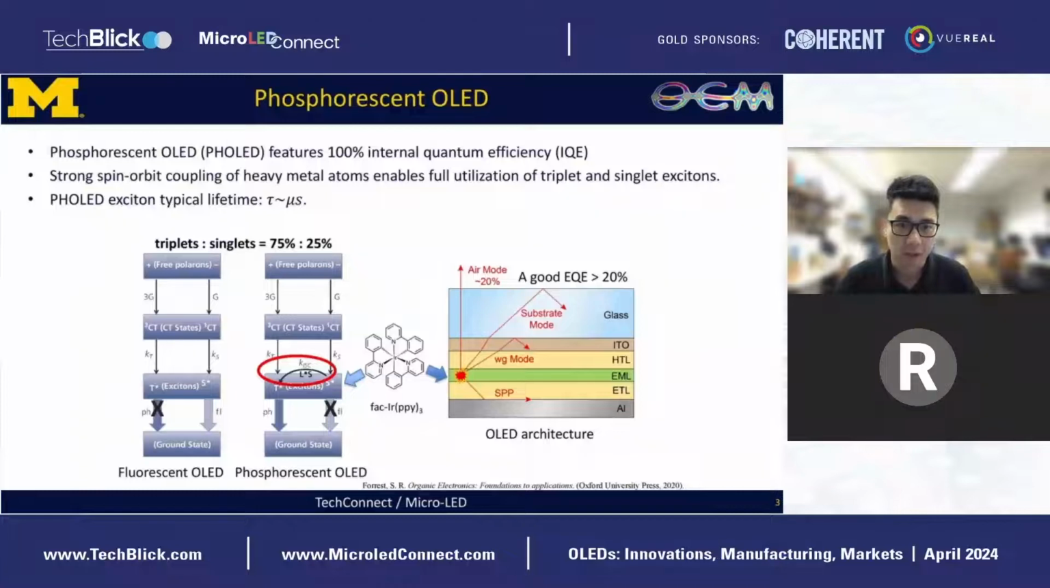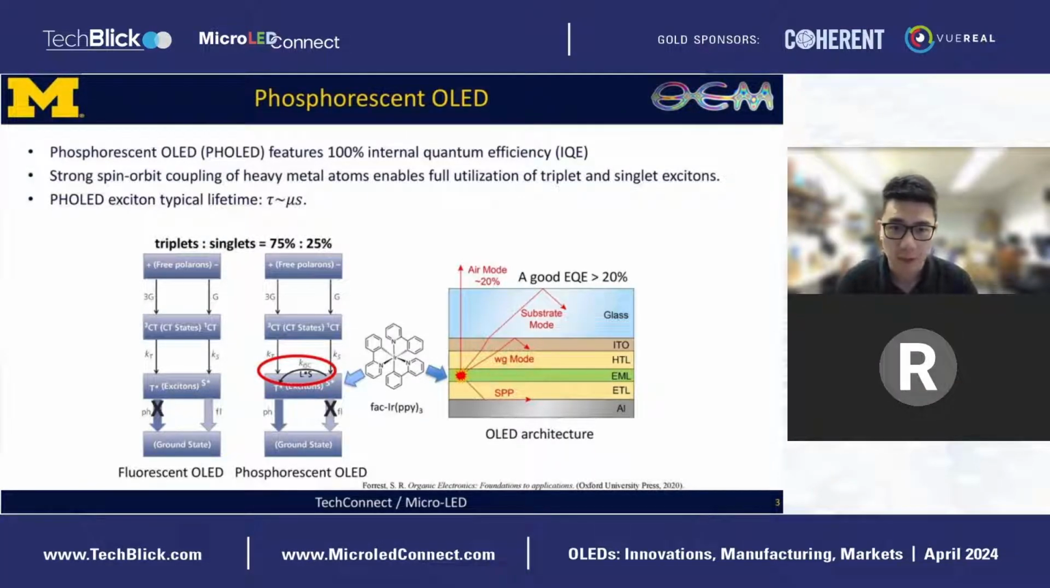So phosphorescent OLEDs can use 100% singlets and triplets due to the strong spin orbit coupling of the heavy metals. So the phosphorescent OLED can feature 100% internal quantum efficiency, which makes them very promising for next generation display and lighting applications. The phosphorescent exciton usually has a typical lifetime tau of microseconds, which is way faster than triplets without any spin orbit coupling, which are milliseconds. But it's still quite slower than the singlet emission, which is usually in nanoseconds.